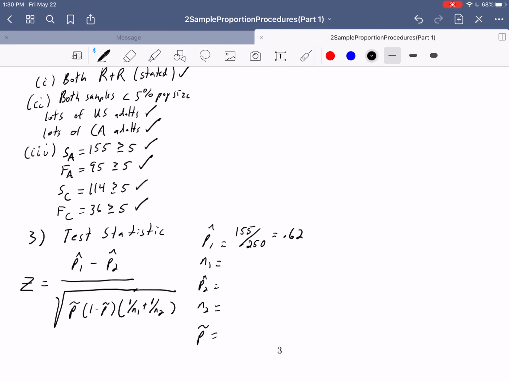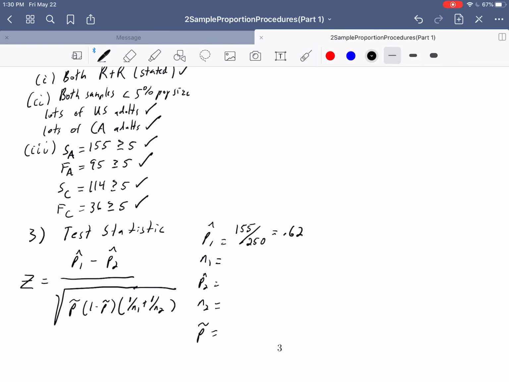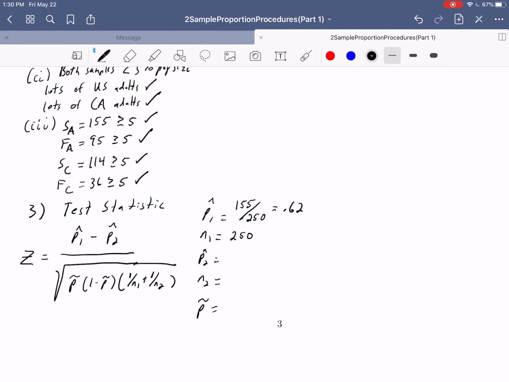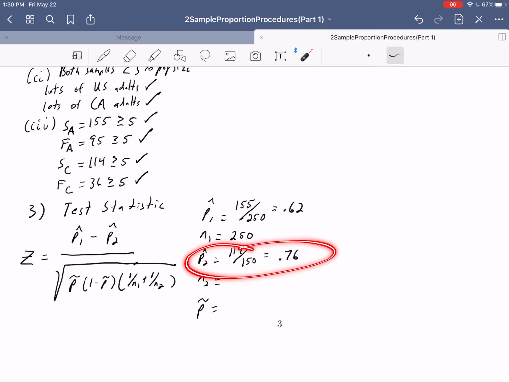So in other words, 62% of our US sample said that global warming was a serious issue. The sample size was 250. For P2 and N2, that's going to reference now the Canadian sample. For P2 hat, there were 114 people who said it was a serious issue out of 150. 114 divided by 150, we should find that that's 0.76. So 76% of our Canadian sample said that global warming was a serious issue, and the sample size was 150 there.